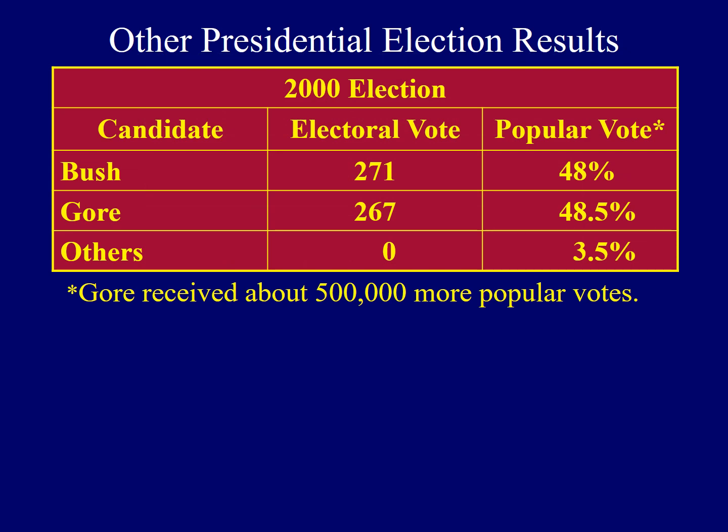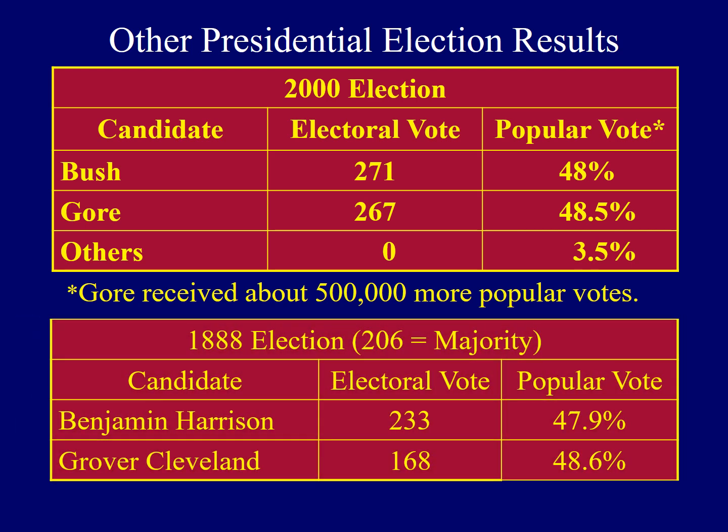When exploring other presidential elections, this has happened sometimes in the past. So, for example, in the year 2000, Al Gore received about 500,000 more popular votes by the American people than George W. Bush, yet George W. Bush clearly won over half of the electoral vote. This also happened in 1888. At that time, there were fewer states, so a majority of electoral votes was 206. Benjamin Harrison clearly won a majority with 233, yet Grover Cleveland won the popular vote.